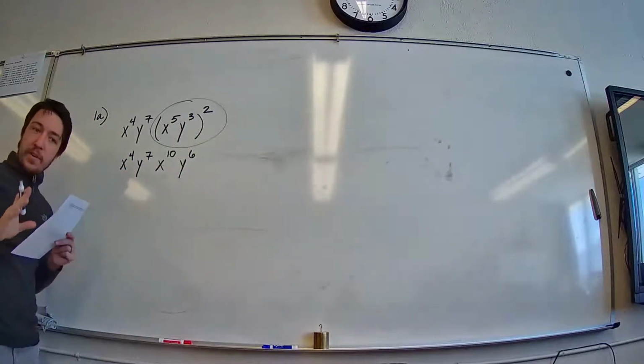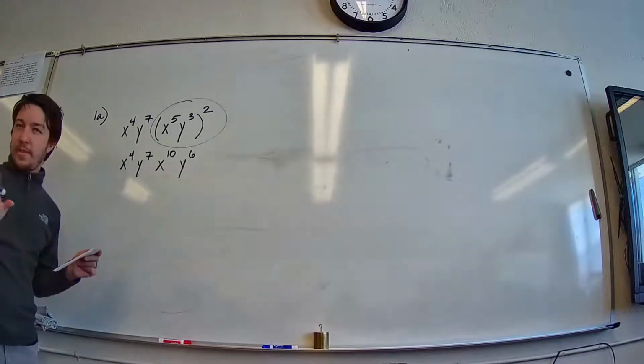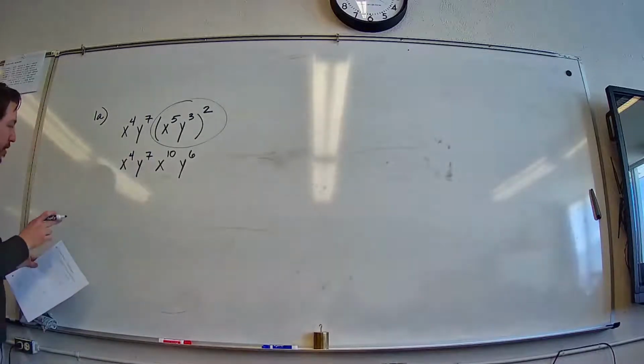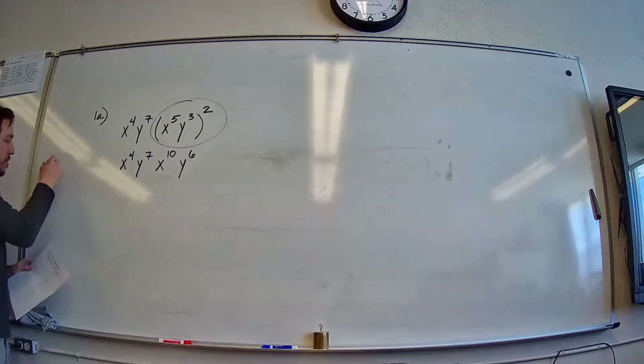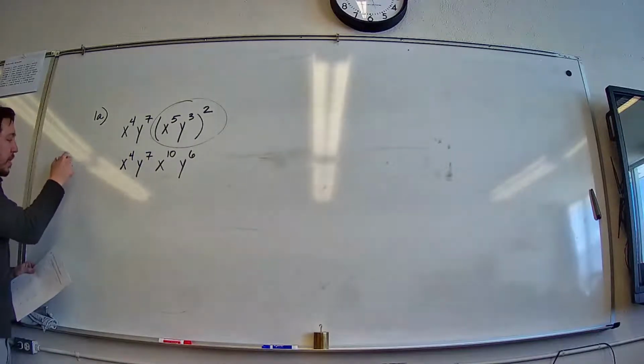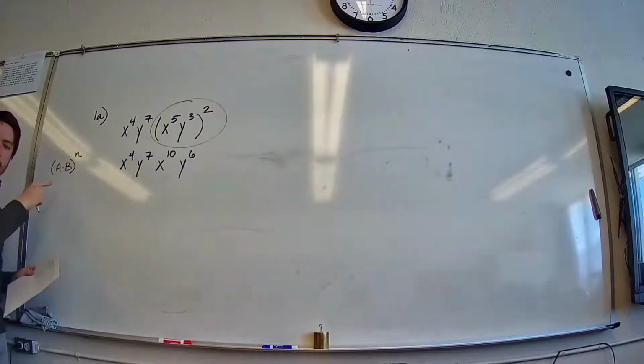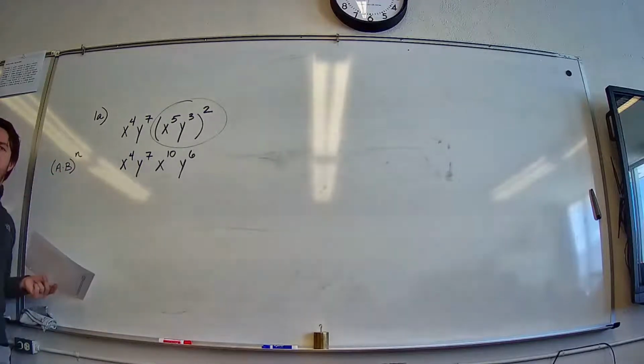Now there's a moral to that story, if you think about it, which is if you've got, say, a times b to the n power, you guys have all heard of the distributive property, right?